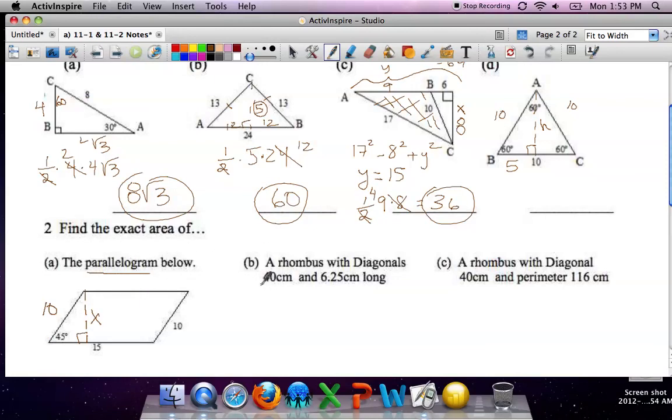This has diagonal lengths 40. Maybe we call this diagonal length x, and this is diagonal length y. One of the formulas you learned on the other page was the area is 1/2 x times y. So it would be 1/2 40 times 6.25. So you can finish that off.